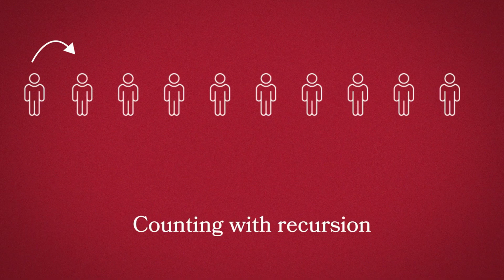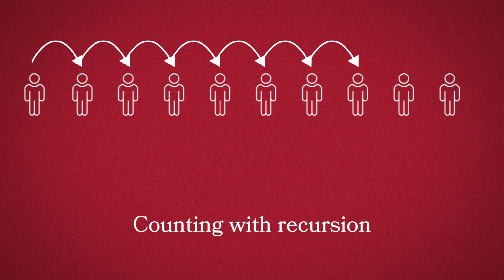Recursion is similar to staying in line and tapping the shoulder of the person in front of you and saying, how far back are you? And that person taps the shoulder of the person in front of them. And each of those taps is what's called a recursive call. And you get down to the front of the line and the person says, I'm number 1.